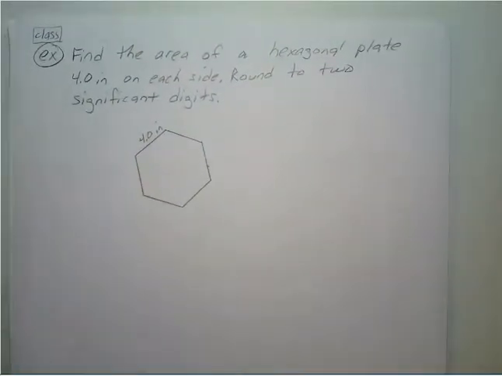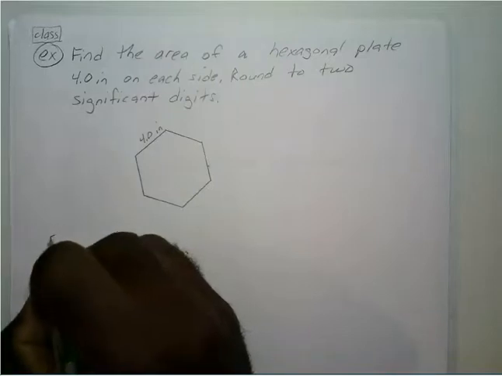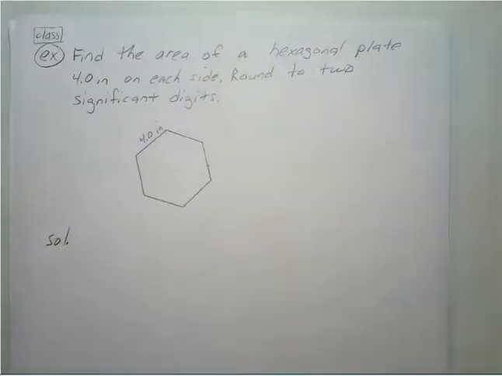Okay. So for our first example, let's say we wanted to find the area of a hexagonal plate 4.0 inches on each side, and we want to round to 2 significant digits. Now, what I want you to do is go ahead and press pause and try to solve this one on your own.